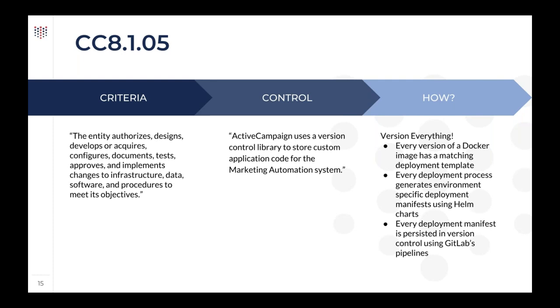For us, that was very simple, especially from a DevOps perspective. From a container perspective, ActiveCampaign uses version control libraries to store custom application code for our marketing automation system. We wanted to be very meticulous with versioning everything, and we also made these things immutable so we could keep track of all our deployments and make sure we were actively having images that match deployment templates.